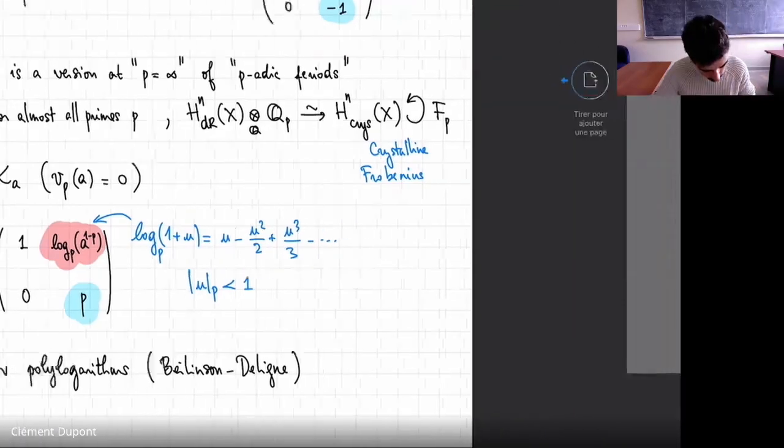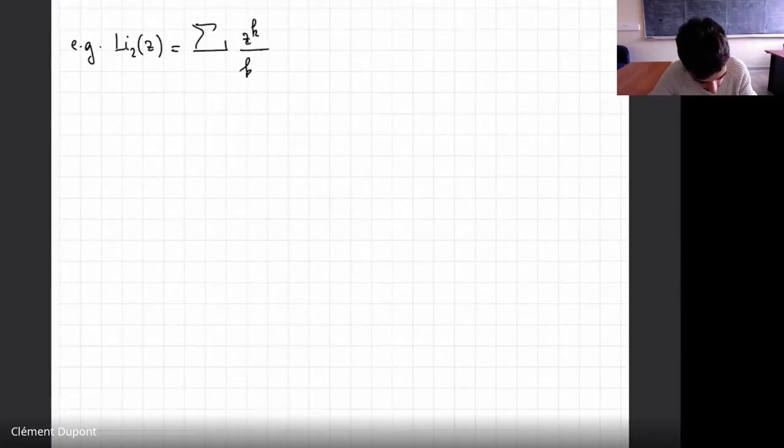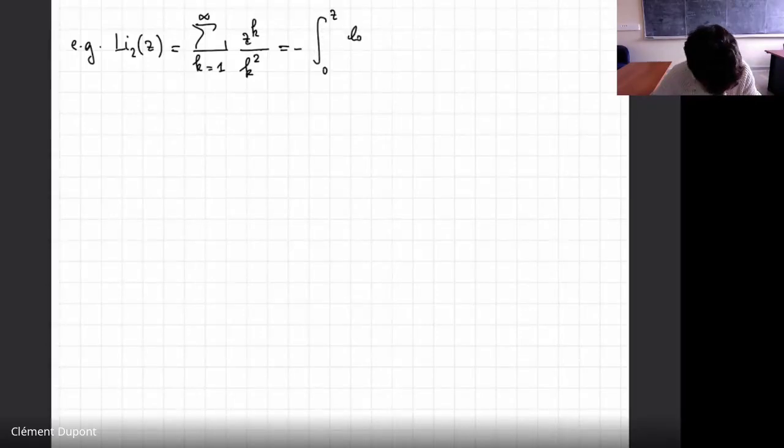So let me do the example of the dilogarithm. The dilogarithm is this very cool function, Li_2 of z, where z is a complex number. It's defined by this series, the sum of z to the k over k squared. Sorry, in general this would be the nth polylogarithm, but I'm sticking with the dilogarithm. And it has an integral description like this: minus the integral from 0 to z of log of 1 minus t over t dt.